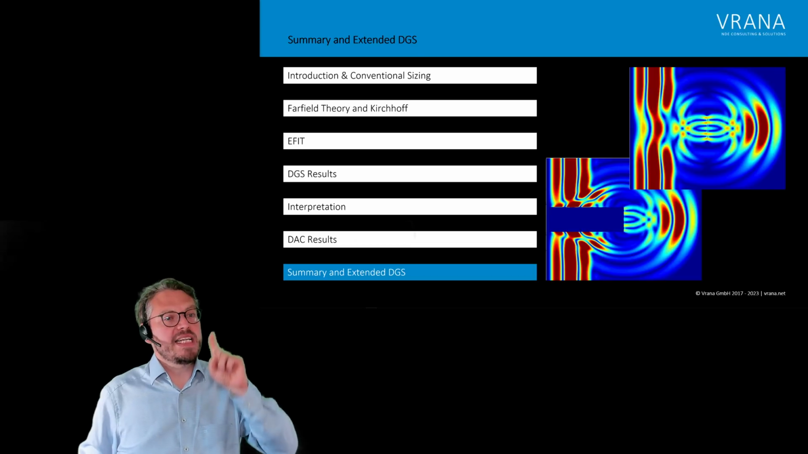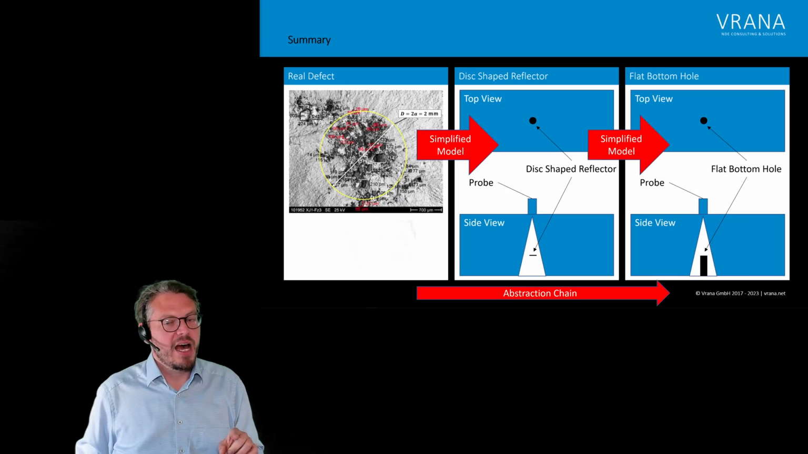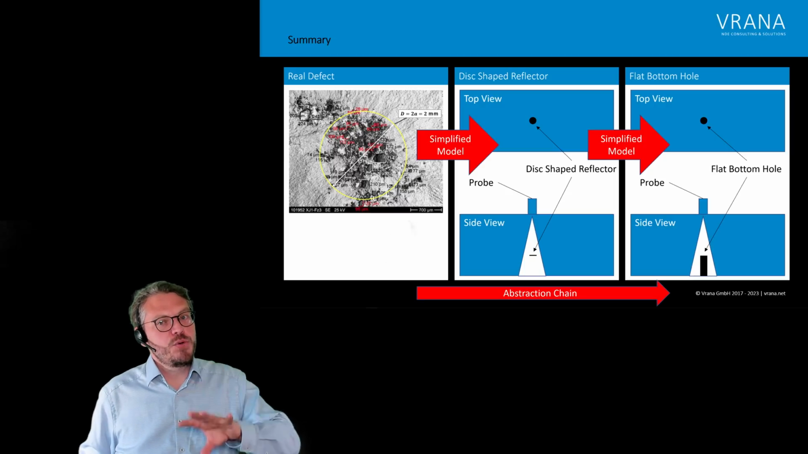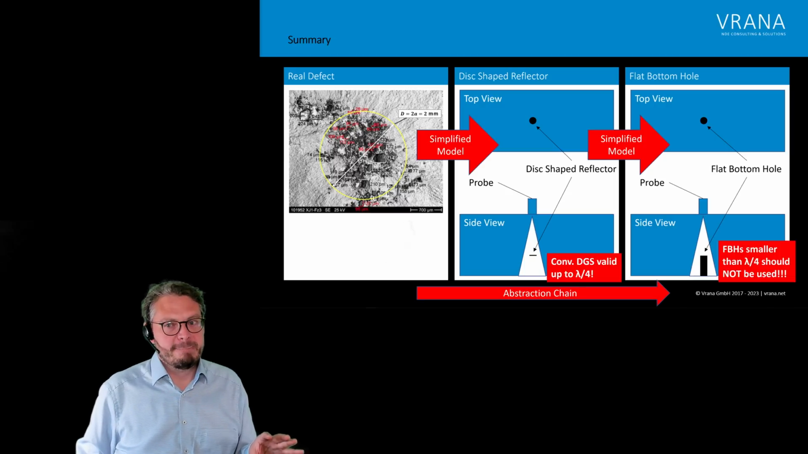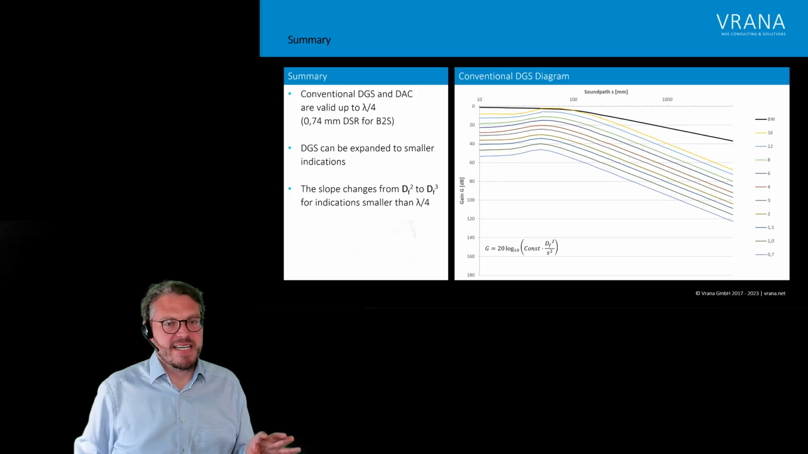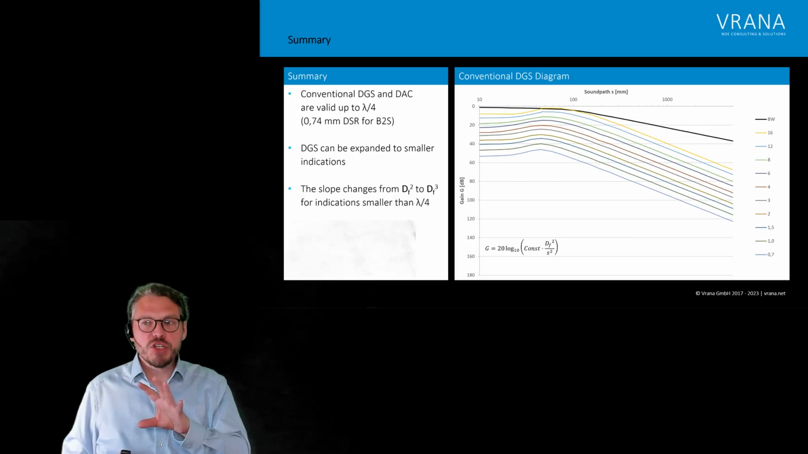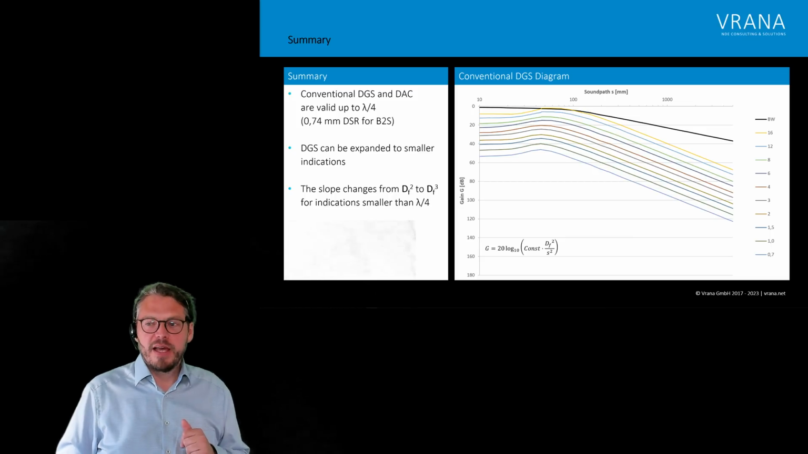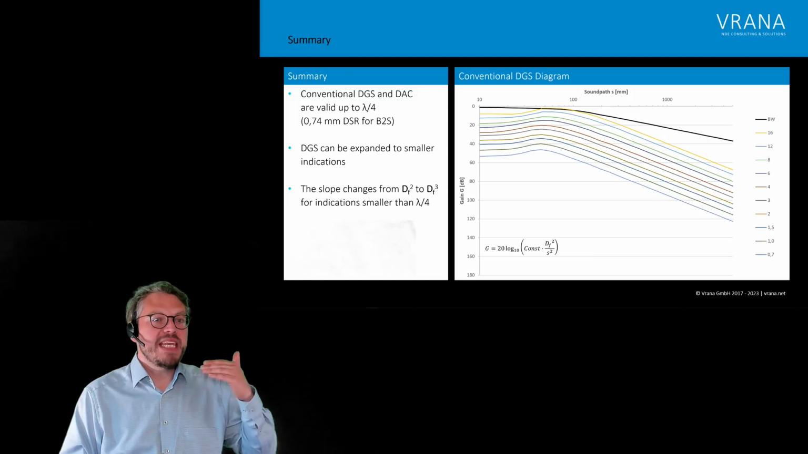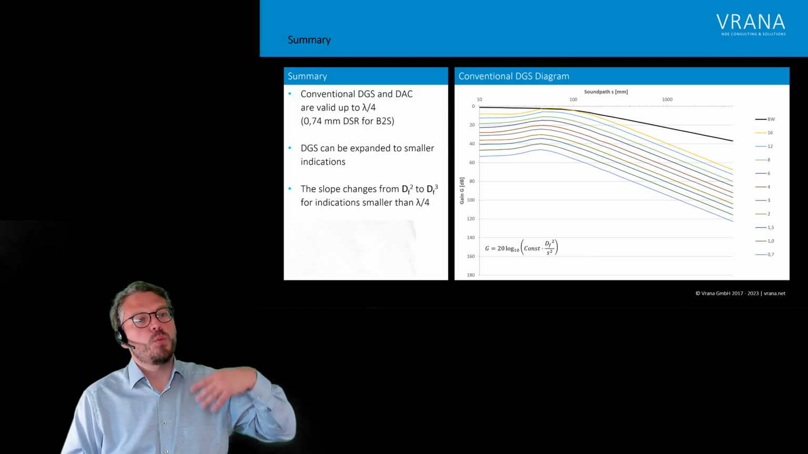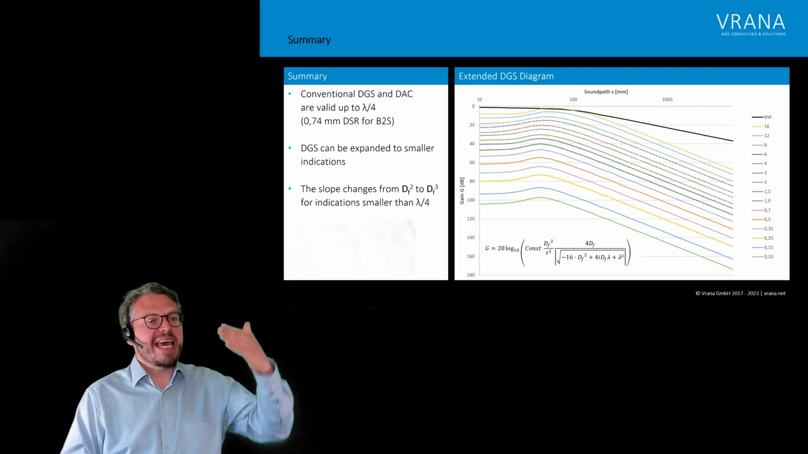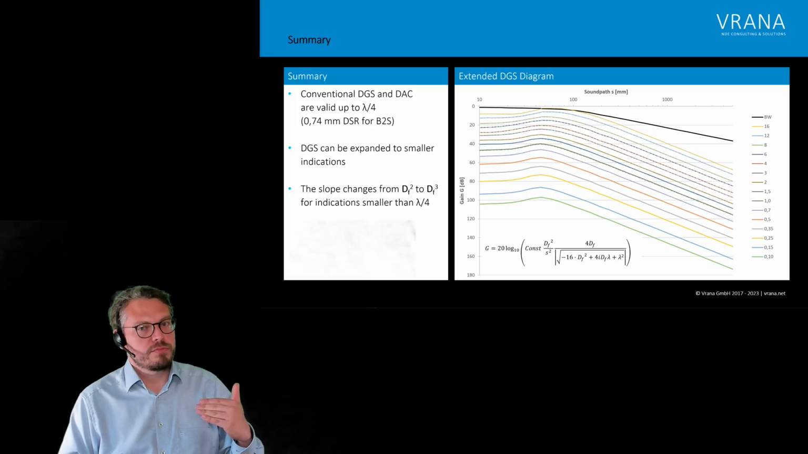Now, we already discussed that with DGS, we have the potential that we can go smaller. We can do a correction. And what you can see here, this is a traditional or conventional DGS diagram, which uses for the calculation of the far field the equation we see down here. If we now replace that formula by the formula we had before, which is actually this one, then we can extend the DGS diagram to smaller ones.